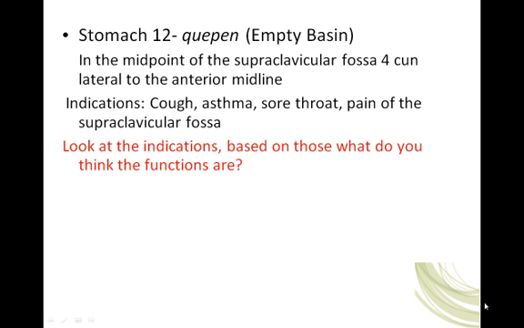These are the things that you might think of using, the signs or symptoms that if present, we might think, oh, stomach 12, Chuangpen might be a good choice. Cough, asthma, sore throat, and local pain of the supraclavicular fossa.